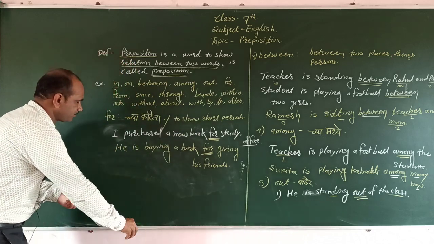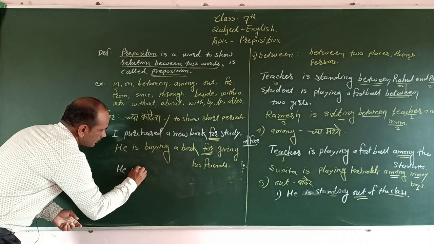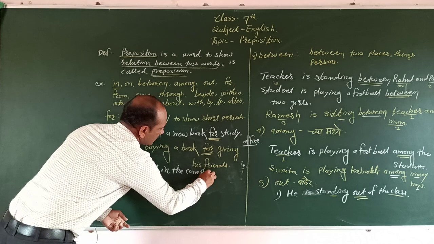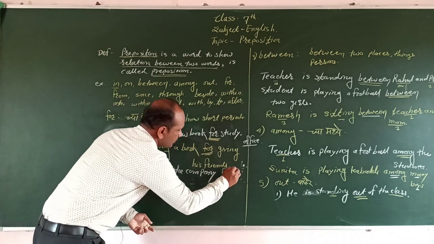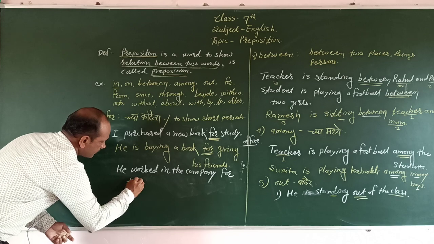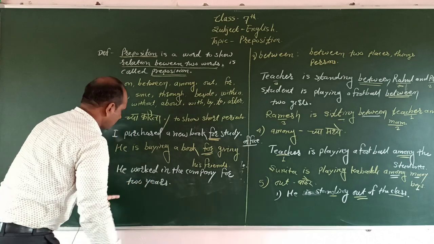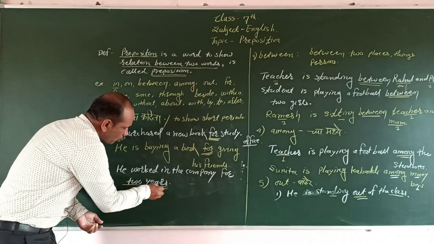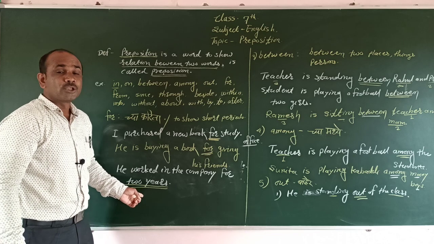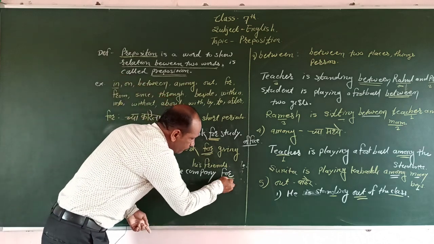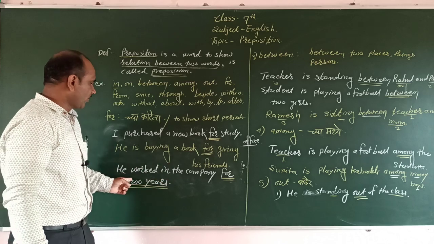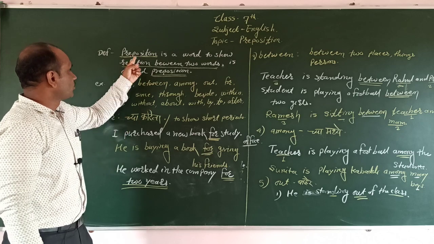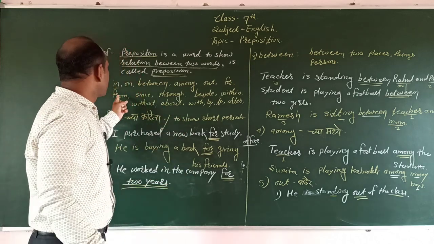Short periods, we discuss here. He worked in the company for 2 years. Listen. He worked in the company for 2 years. For 2 years, that is a short period. Here we use for for the short period. Therefore, we call for a preposition. Now we discuss another preposition, that is from.